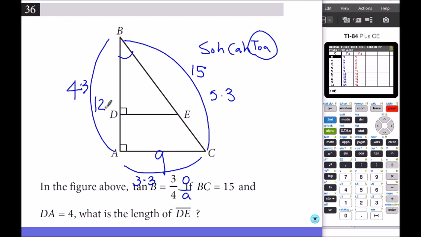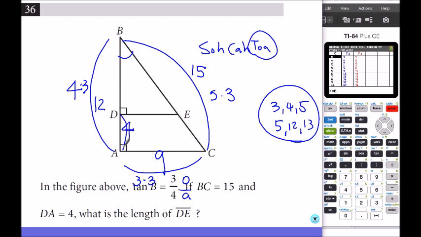Another common ratio that we use is 5, 12, 13, these two. Please have them memorized. BC is 15. And DA is 4. If this is 4, then out of 12, shortened by 4, so it becomes 8. Then it's 4 times 2, then this must be 3 times 2, 6. So DE is 6, and this will be probably 10, right? Still a 3, 4, 5 ratio, 6.